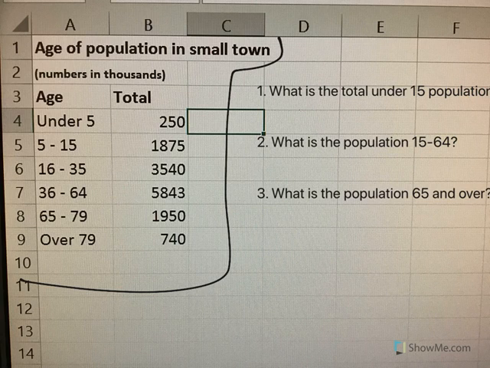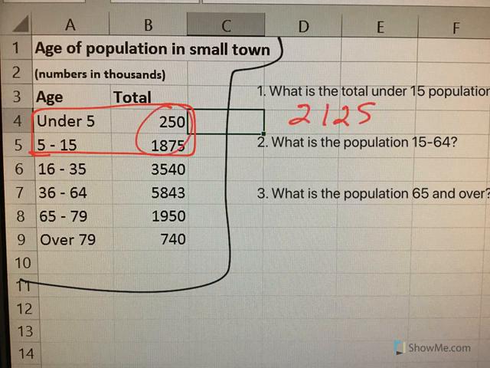Well, notice under 15 would be these two, right? Under 5 and then 5 to 15. So we just add these two together, and when I do that, I get 2125. But that's not the total population, because remember, the table is in thousands. And because of that small detail, I need to go ahead and add 3 more zeros onto the end, because thousands means 3. So the total under 15 population is 2,125,000.